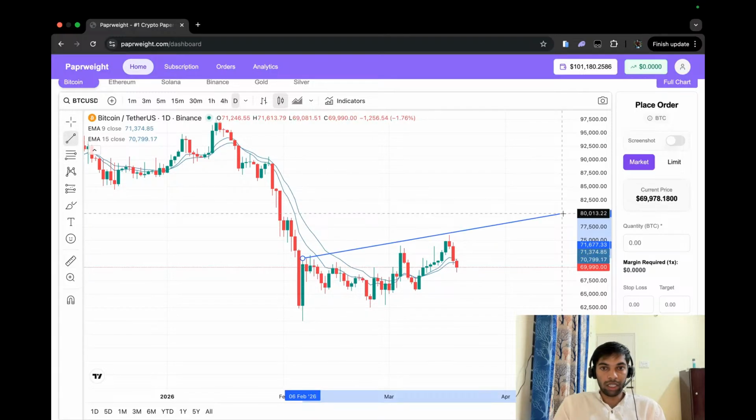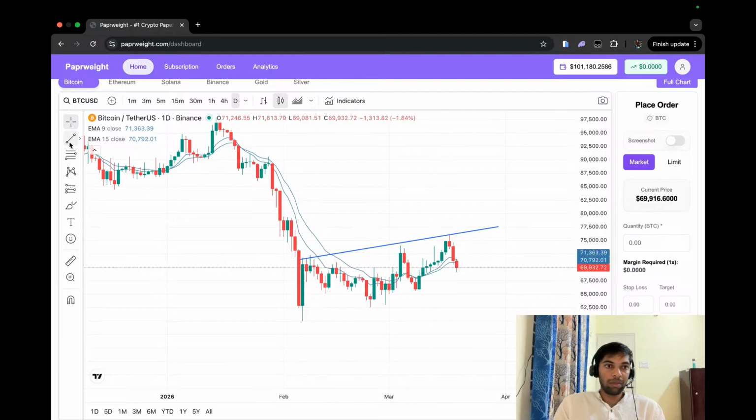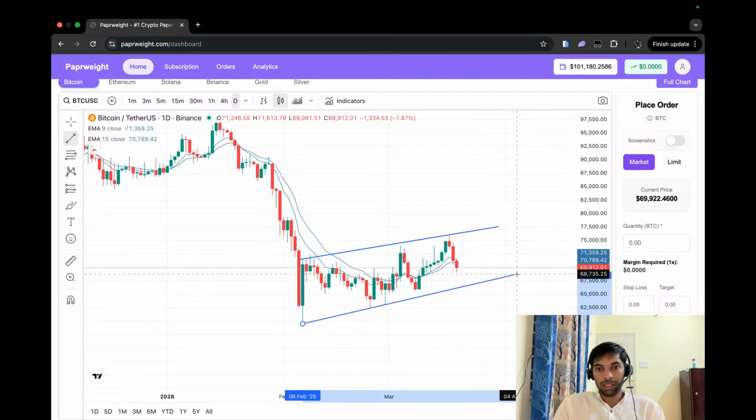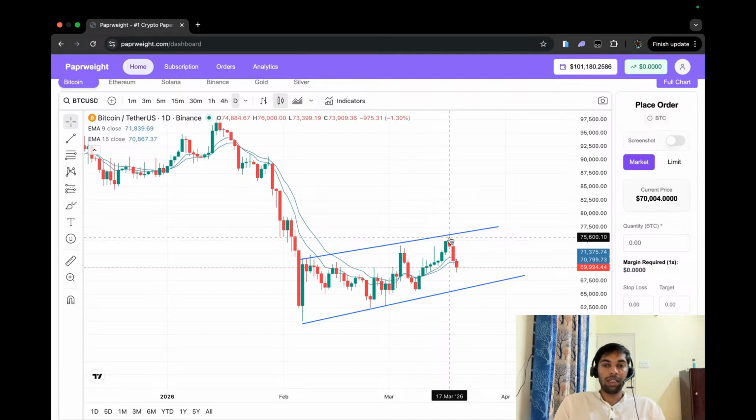One more thing I can see is this trend line that the market is trying to make. There is a chance that the market is trying to follow a channel from here. It went down here, then gradually went to here, touched this point, then gradually went till here as well. Now it is moving in the downward direction, so it is taking rejection from here as well.